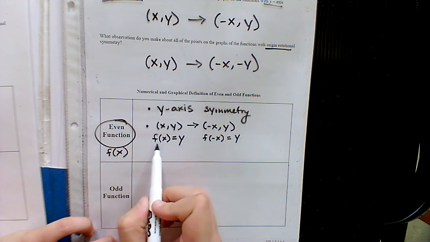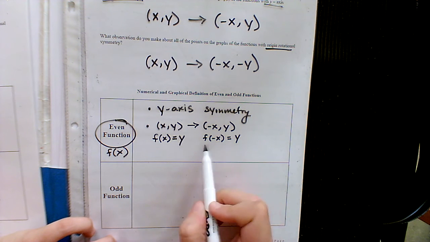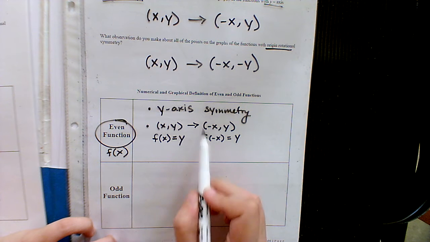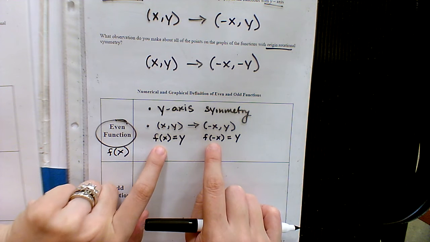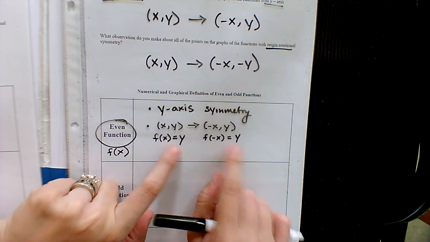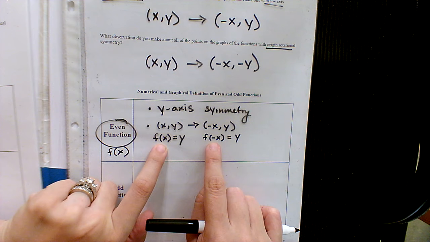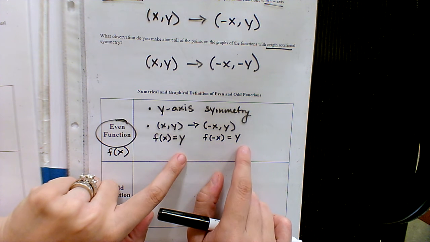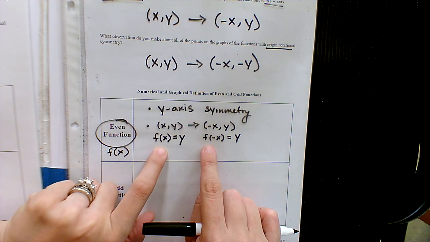So if this is a function notation to represent this ordered pair, and this is another function notation to represent this ordered pair, maybe we can bring the two together. Let me ask you this question. If both of these values equal y, what do we know about those values themselves? If they both equal y, then what do we know?